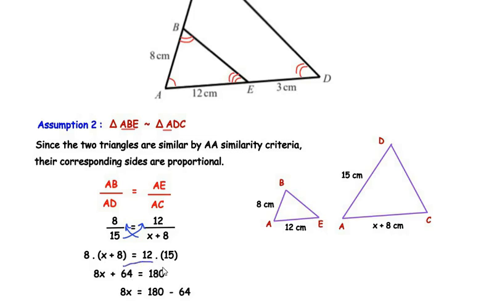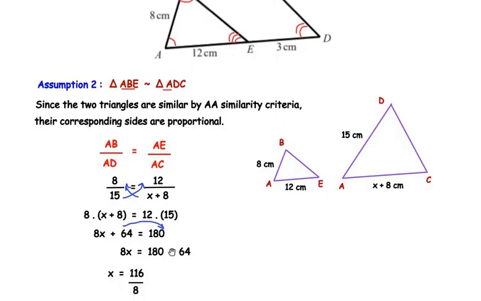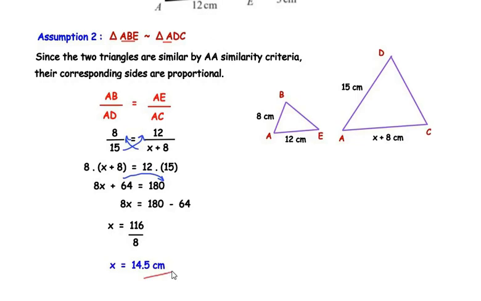Now taking positive 64 on the other side of equal to sign, we get 8x is equal to 180 minus 64. Now the difference of these two numbers gives us 116, and dividing both the sides by 8, we get x is equal to 116 divided by 8. So this is going to give us the value of x as 14.5. So this is the second value of x which we get by our second assumption. So here we have two values of x, that is x equal to 2 and x equal to 14.5 centimeter. So these are our answers.